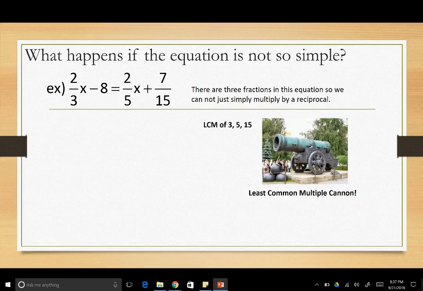When you look at the denominators 3, 5, and 15, we need to figure out the least common multiple of those three numbers. In other words, what is the smallest number that all three of them will go into evenly? Well, that is 15. 3 goes in 5 times, 5 goes in 3 times, 15 goes in once. Once we have the least common multiple, we treat it as our cannonball. And what do you do with a cannonball? Once you've put it into the cannon, you fire the cannon.